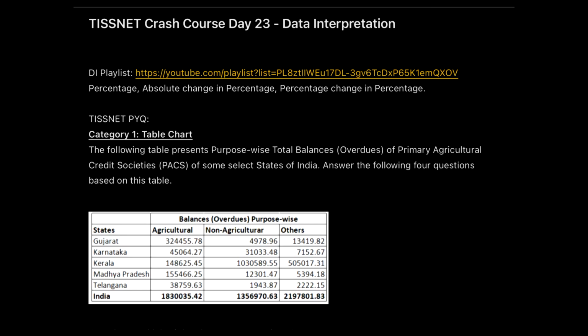Hi guys, welcome to day 23 of the TISSNET crash course, in which we'll be discussing the data interpretation questions. But make sure that you watch the videos in my DI playlist. These videos contain the key concepts of DI: how to calculate the absolute change in percentage, what is the faster way of calculating the percentage, the types of questions in which you are asked percentage change in percentage, these kinds of things, as well as special types of charts like spider charts and table based charts. These are all found in the playlist, so make sure you watch them as well.